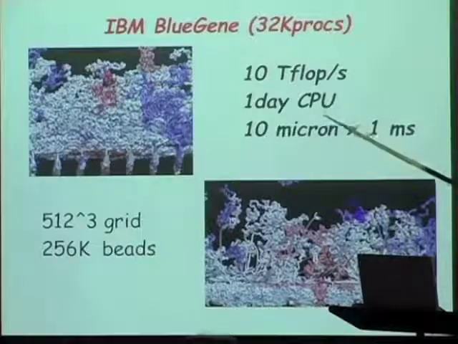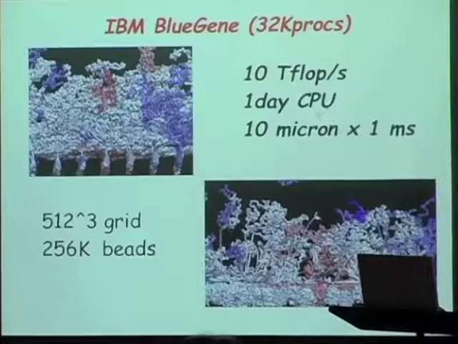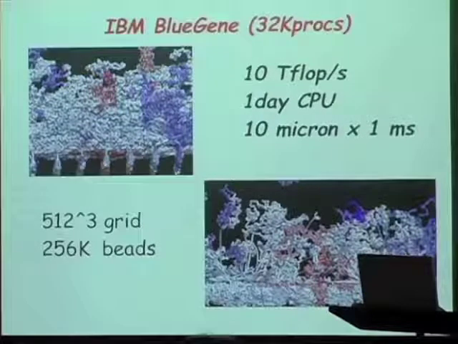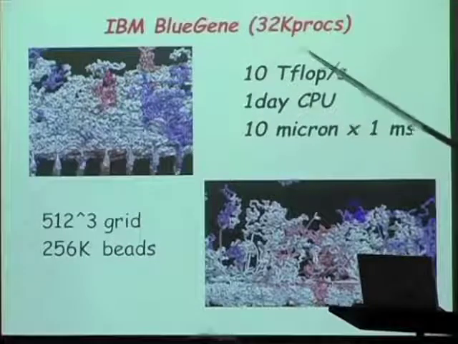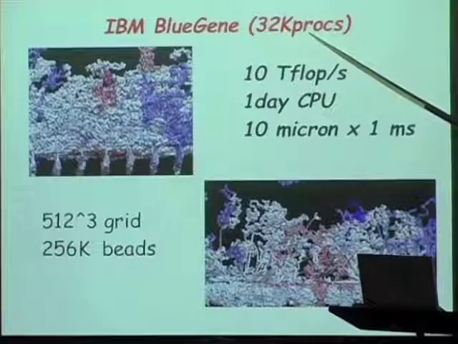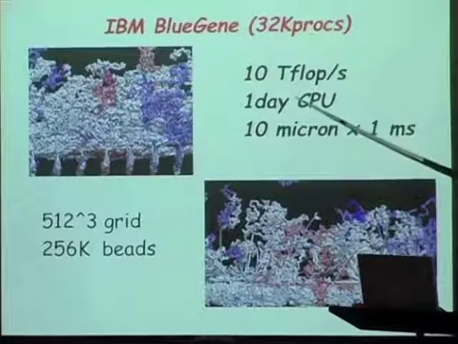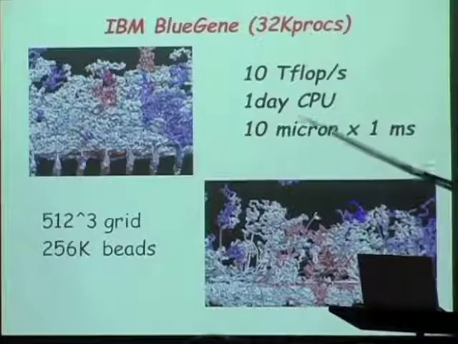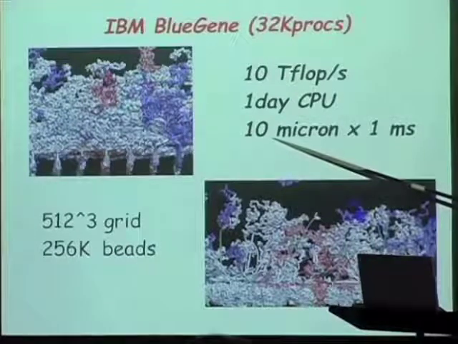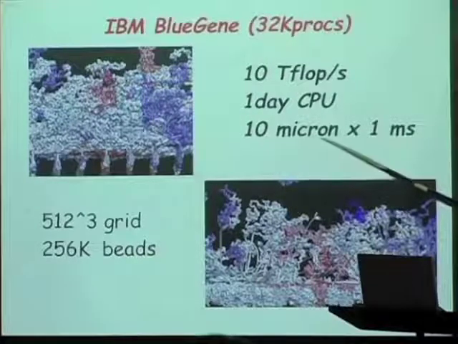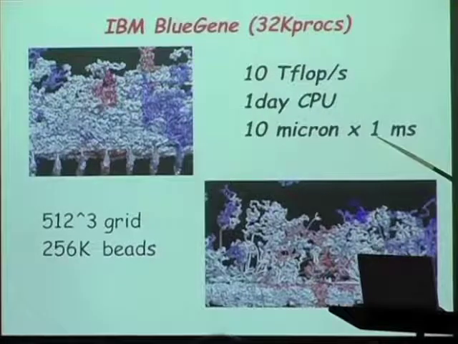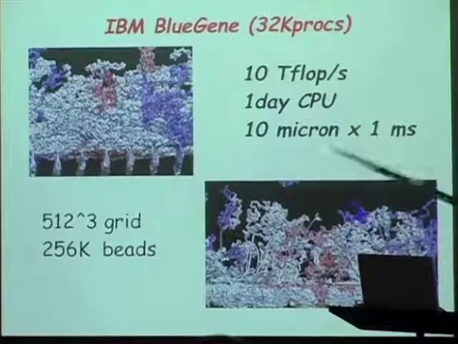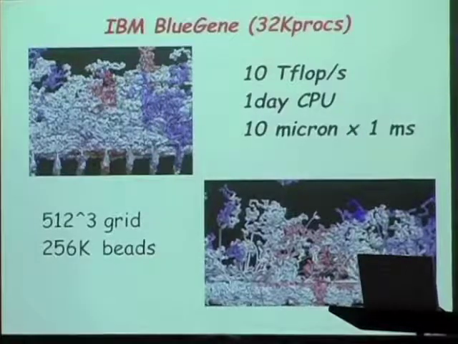And also the fact that we are multi-scale, our time step is of the order of 100, 200 femtoseconds, which means that in one day of CPU of the largest Blue Gene, not this one, the one which is, say, 100,000 processors, we could run a system which is 10 microns in size over a few milliseconds.